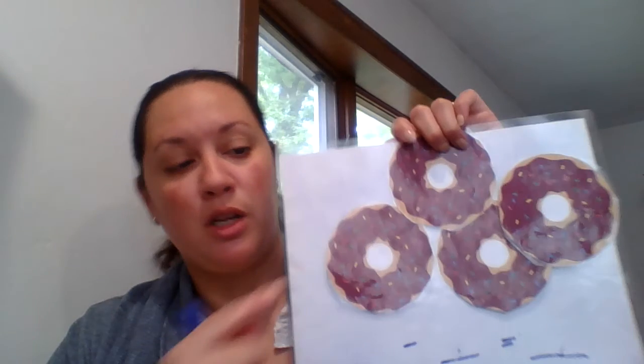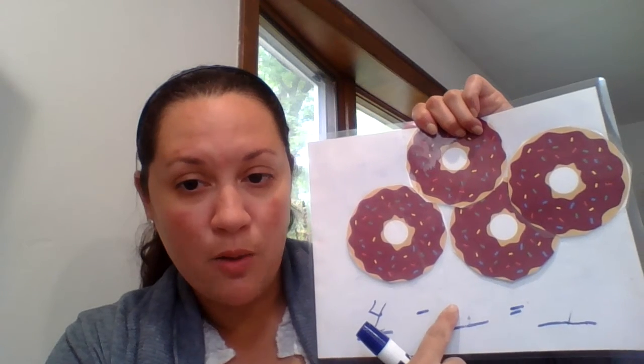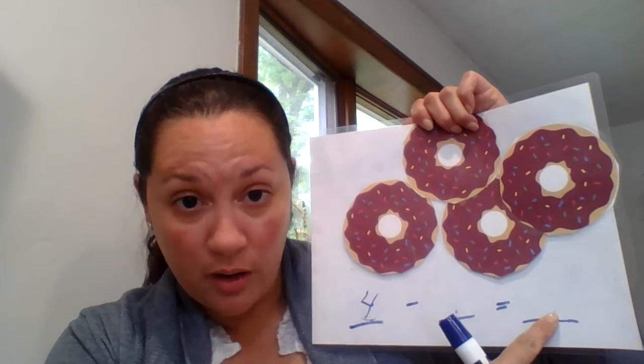So let's do that again. So now we're starting with 1, 2, 3, 4. So that's the number I'm going to put in our first spot. I have 4 donuts. I need to know how many I'm taking away and how many are left.